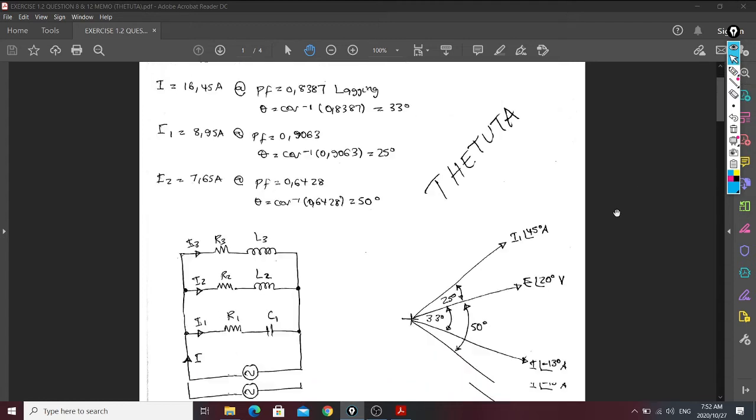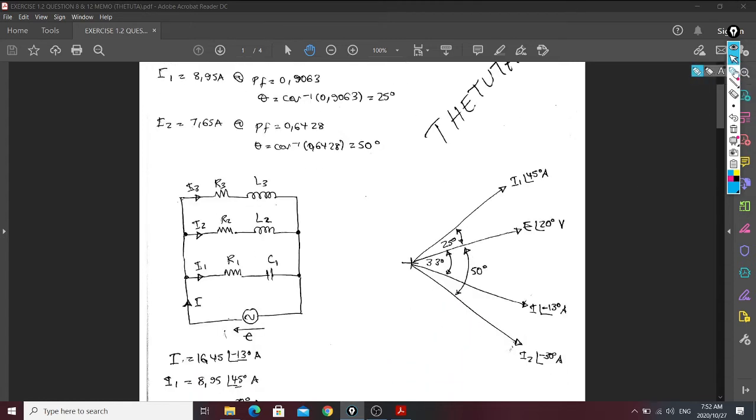We start with our reference, which is the voltage, because we know its angle. Then with the supply current, they say it's lagging. Lagging, what does that mean? It means the current is coming behind it. The given power factor is the split angle between the two, the difference in angle between the two. So if you say 20 minus 33, then you have minus 13. My supply current is going to be at the angle of minus 13.